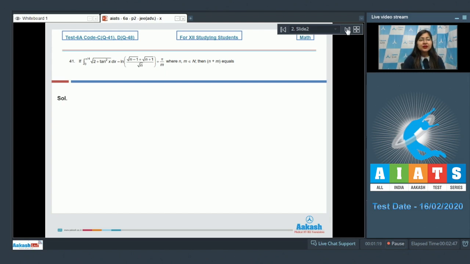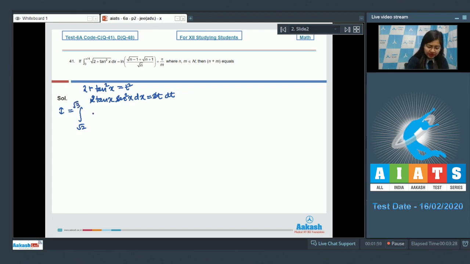To find this integral, firstly, let us substitute 2 plus tan square x equal to t square. Differentiating both sides, we get 2 tan x into secant square x into dx is equal to 2t dt. So 2 is cancelled. Let us say the integral is I. When x is 0, t is square root 2. When x is pi by 4, t is root 3.